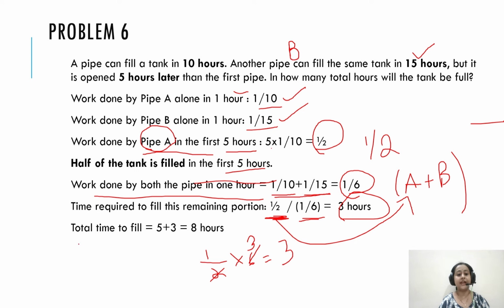So the total time to fill the tank will be 8 hours, because the first 5 hours the work was done by pipe A, and the rest half will be filled by both the pipes together. So it will take 8 hours to fill the tank completely.